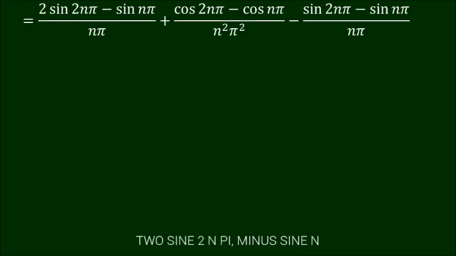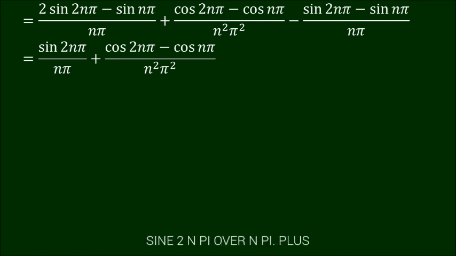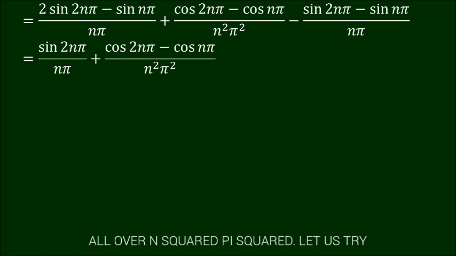So, we will have 2 sine 2n pi minus sine n pi all over n pi plus cosine 2n pi minus cosine n pi all over n squared pi squared minus sine 2n pi minus sine n pi all over n pi, and combine like terms to simplify the equation, eventually giving us sine 2n pi over n pi plus cosine 2n pi minus cosine n pi all over n squared pi squared.